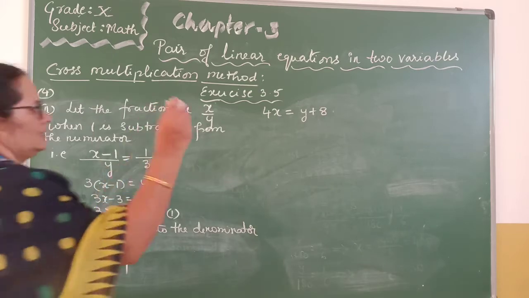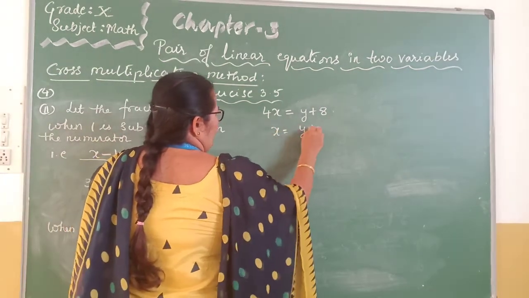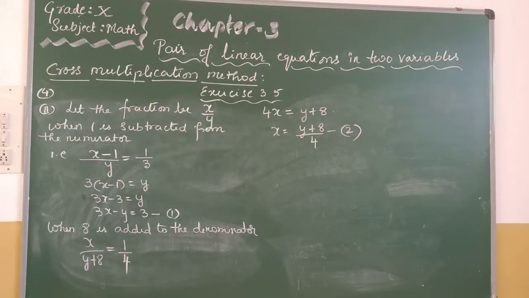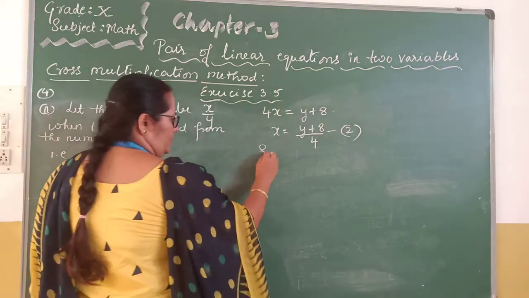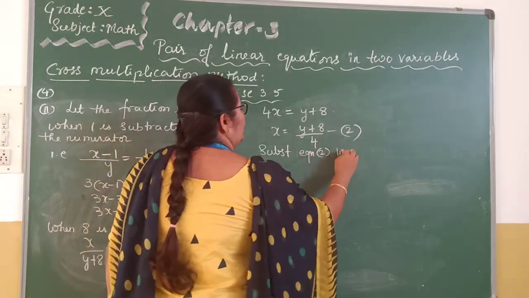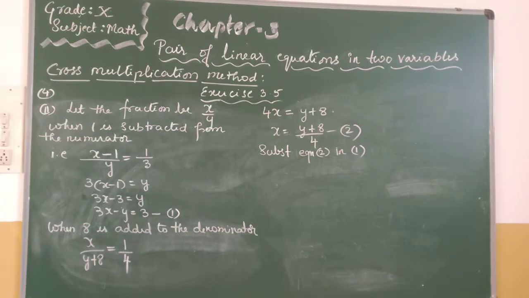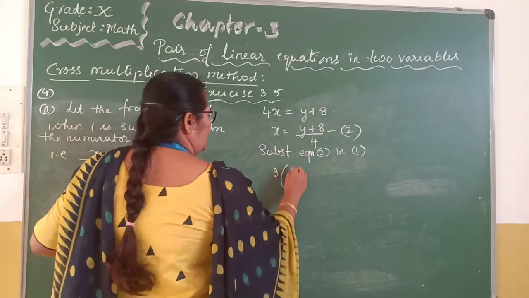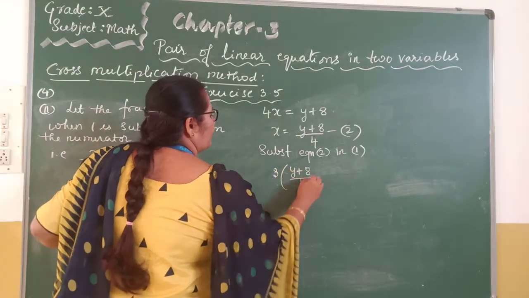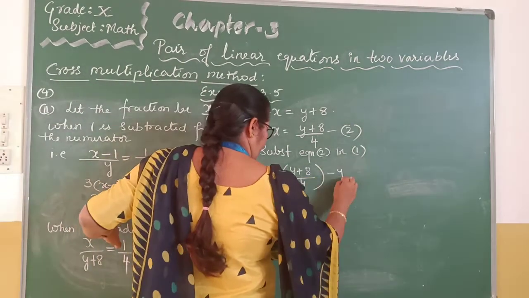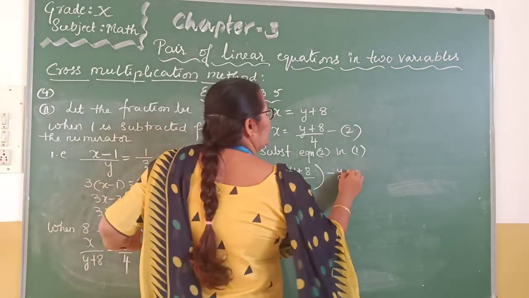Now see here, x equals y plus 8 by 4. Take it as equation 2. Now substitute equation 2 in 1. Substitute the second equation in the first equation. So 3x, what is x here? y plus 8 by 4. So 3x minus y equals 3.